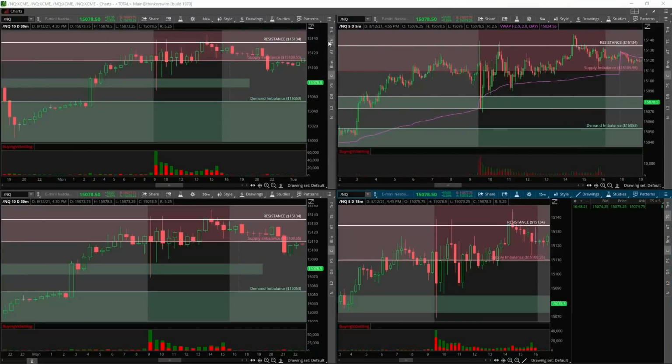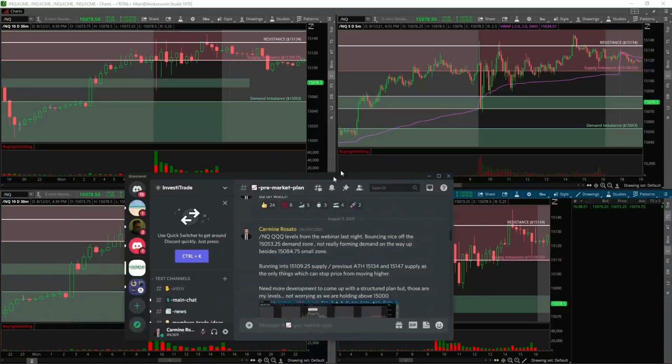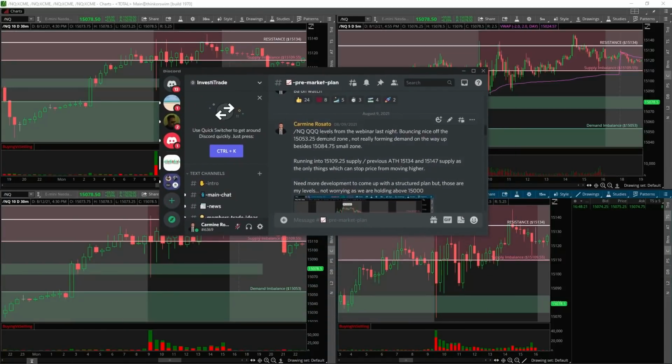Now, here is an example of what not to do, because you could just then reverse this and you could figure out what is proper to look for when looking to trade. However, just to get context, let's go over the pre-market plan. I post these every single day in the Discord.